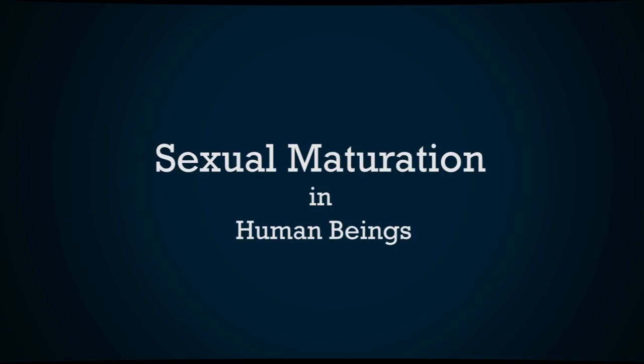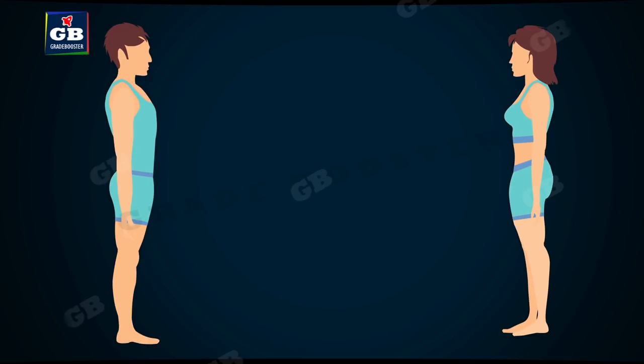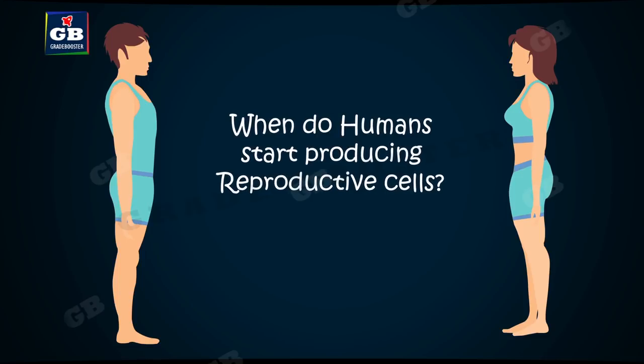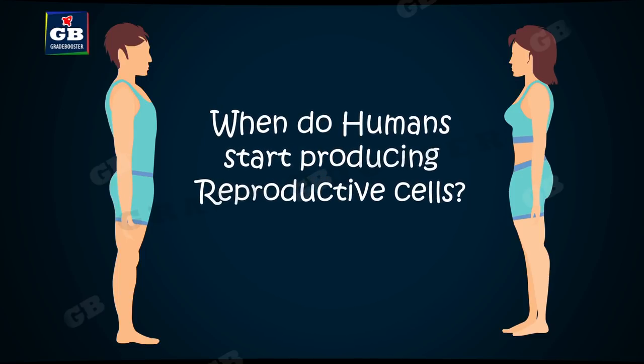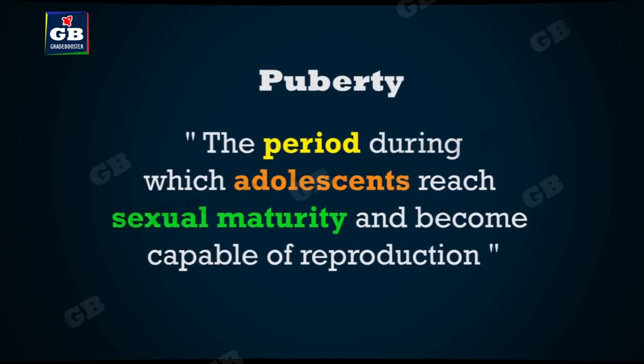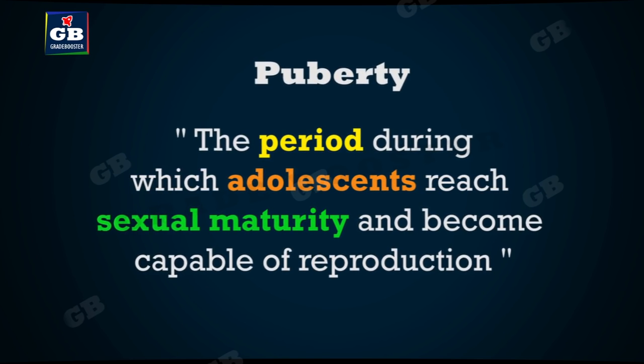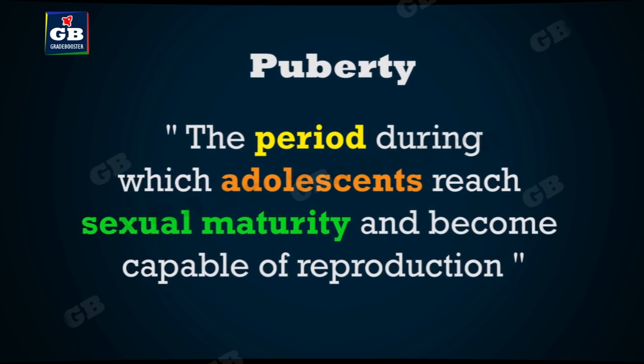Sexual maturation in human beings. Humans reproduce by sexual method. In this method, male reproductive cells fuse with female reproductive cells. But when do these males and females start producing reproductive cells? Humans start producing reproductive cells by the beginning of a period called puberty.